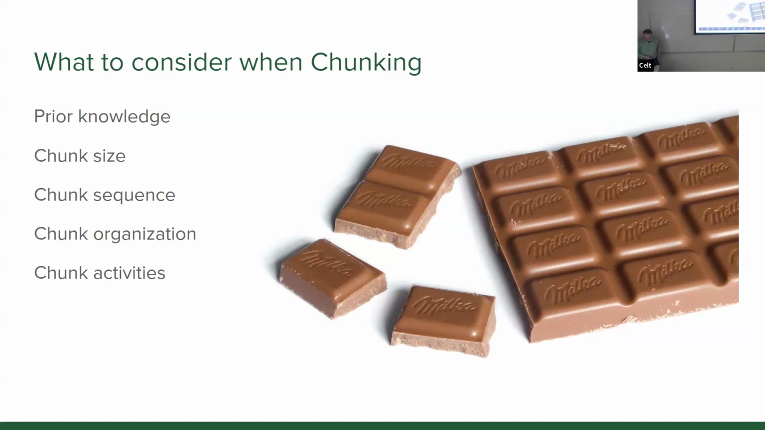Chunk organization: we really want to make sure our chunks are organized with clear headings and subheadings, and this sort of ties back into sequencing. Basically, we want to help people see how the content is organized, and levels of heading and subheading can help people literally see the hierarchy of topics and how they relate to each other.